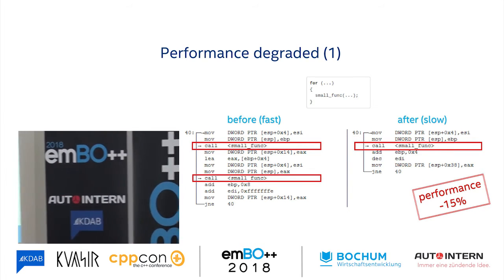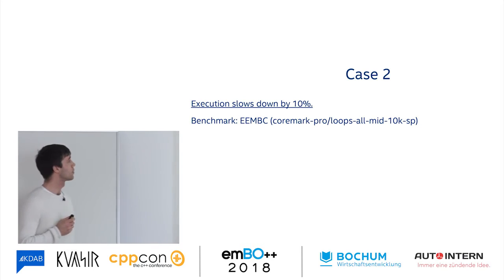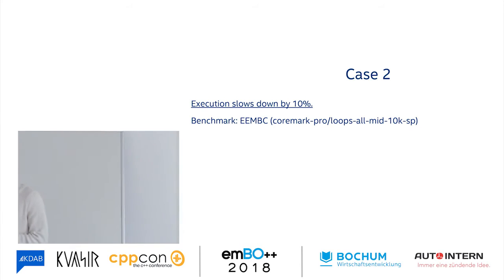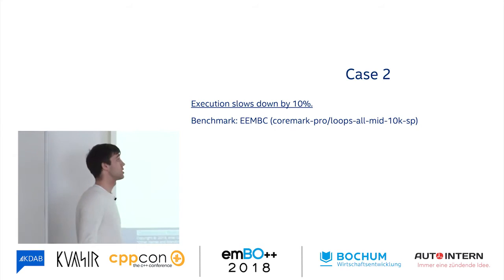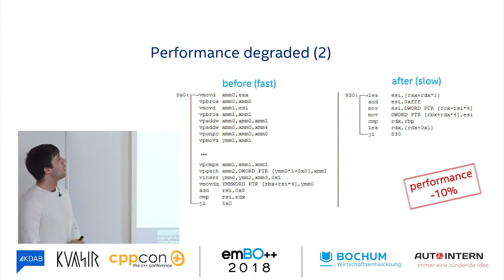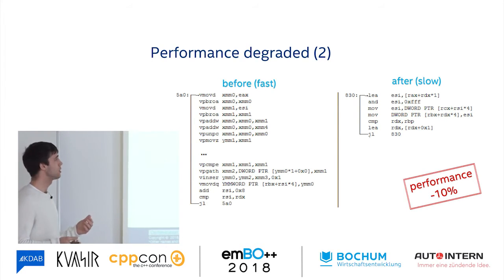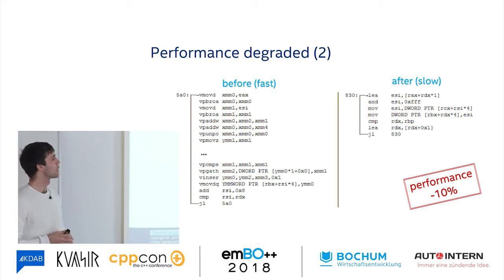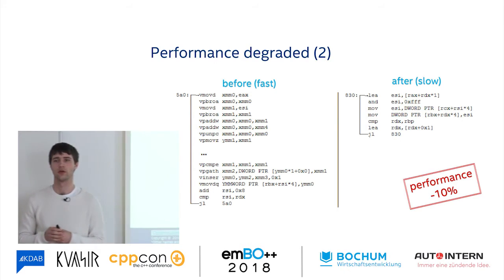So the second case, again in a real benchmark, now it's CoreMark-Pro. Again, execution time slowed down by 10%. In this benchmark, there are multiple hotspots. So I compared the assembly for all of them and found the one that was different. Let's jump into this. Again, I'm not showing the source code because it's not super relevant here. Essentially, we have again a loop with a backwards jump. And by measurements, we know that the right-hand side performs worse by 10%.